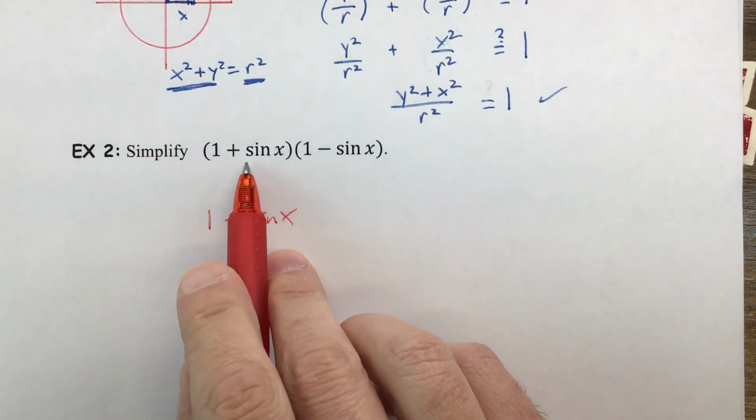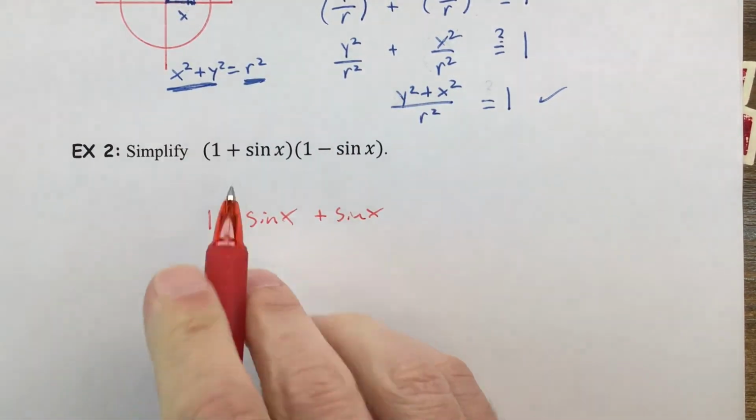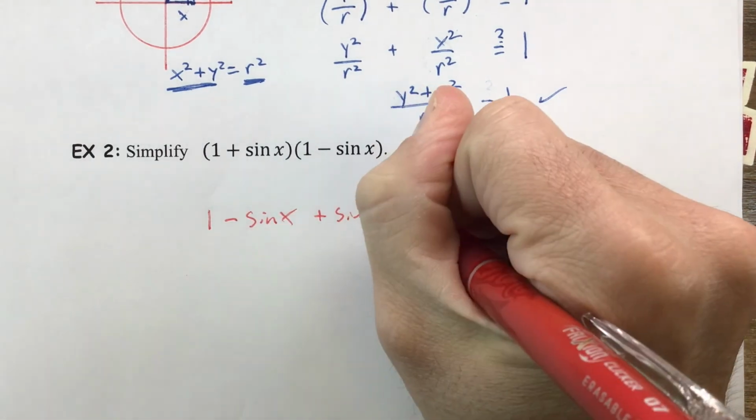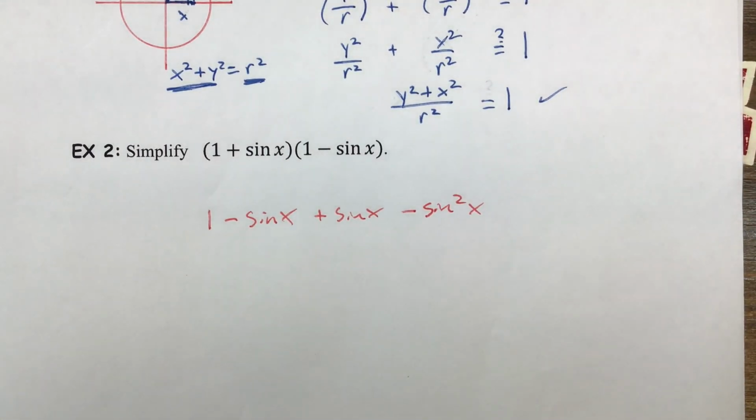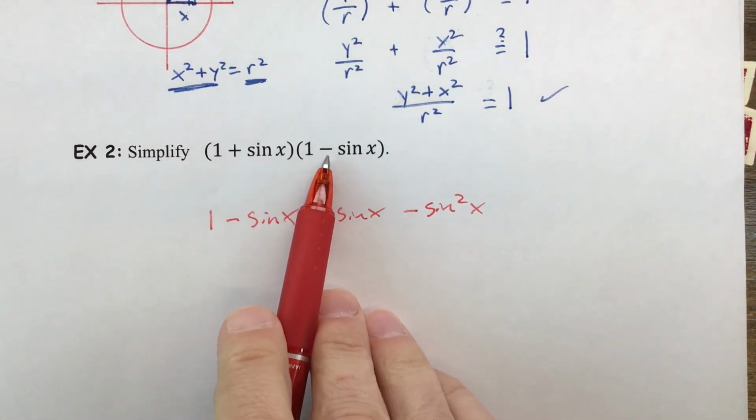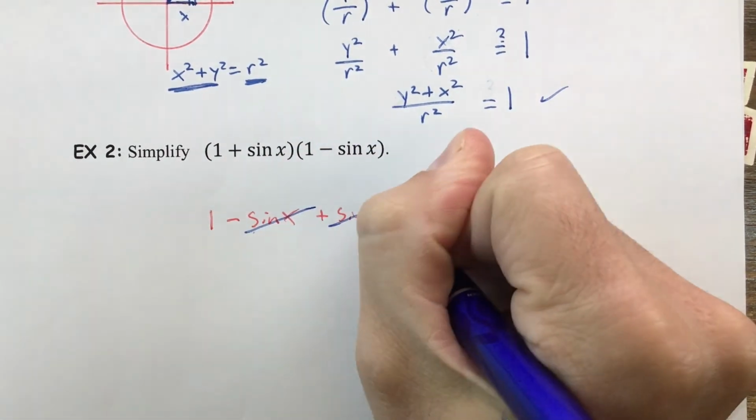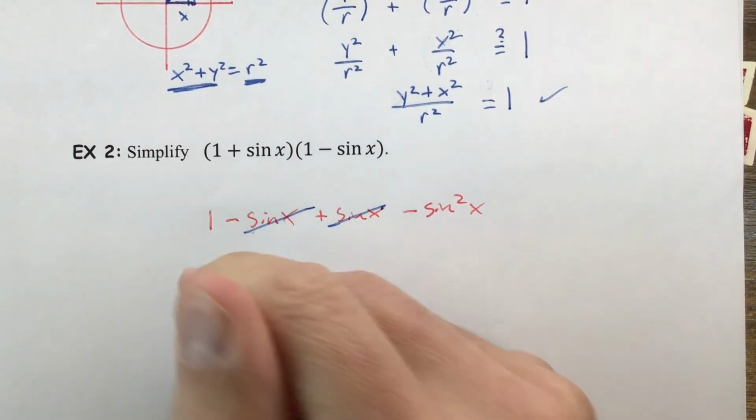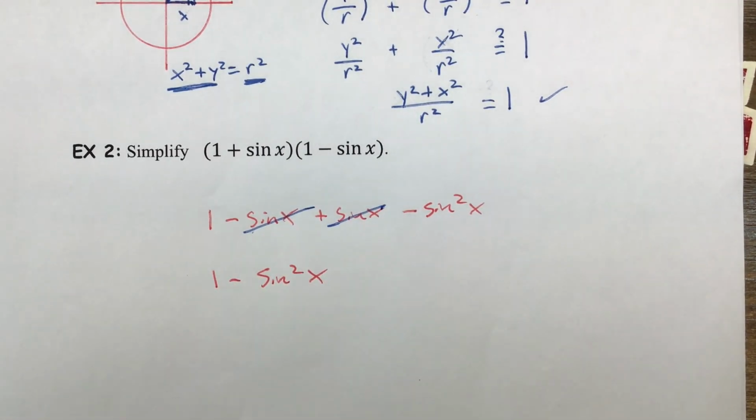Next, we're going to distribute the sine x to both of those terms. That would give you a positive sine x with these two, and then multiply sine x by negative sine x, we get negative sine squared x, right? The two sine x are multiplying, but we have a positive and we have a negative, so we end up with a negative. These two terms are going to cancel with each other. They become a 0. So that leaves us with 1 minus sine squared x.